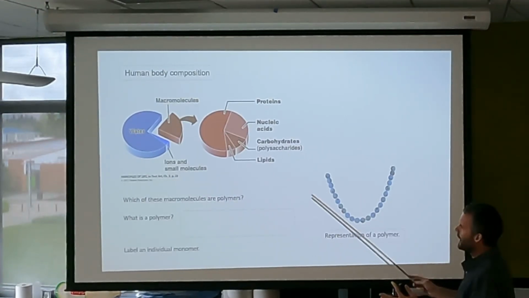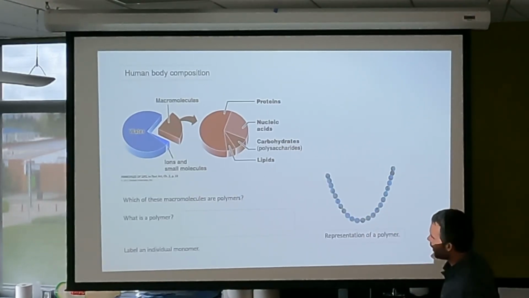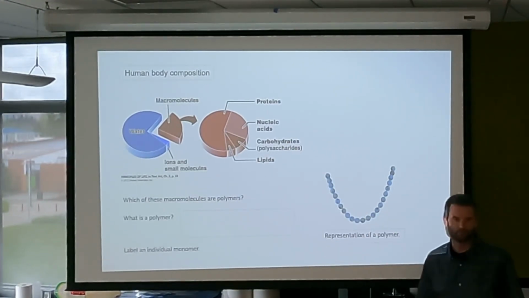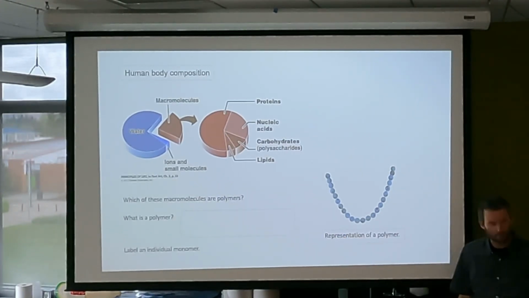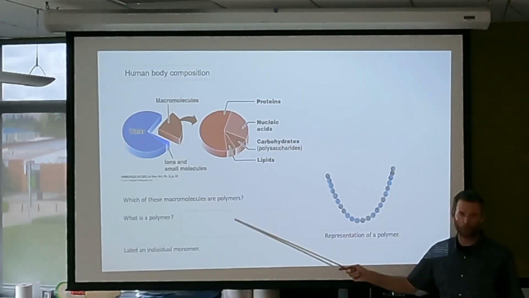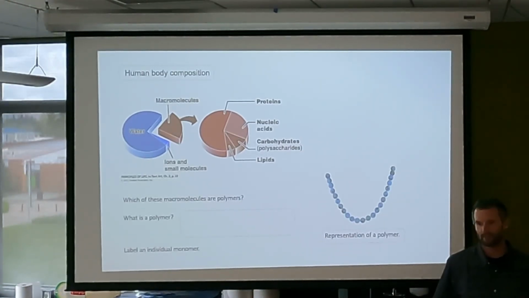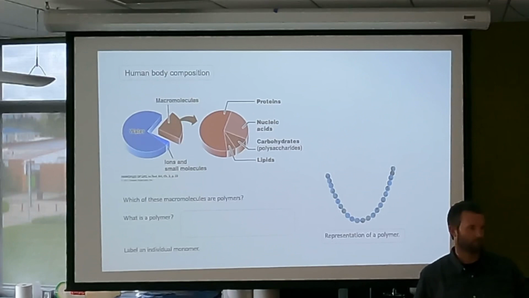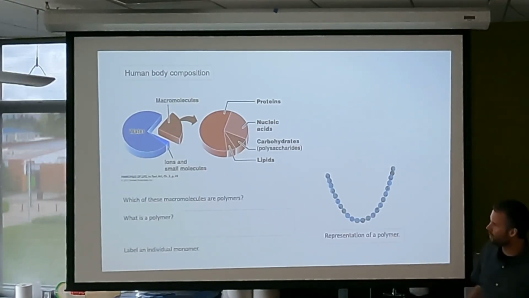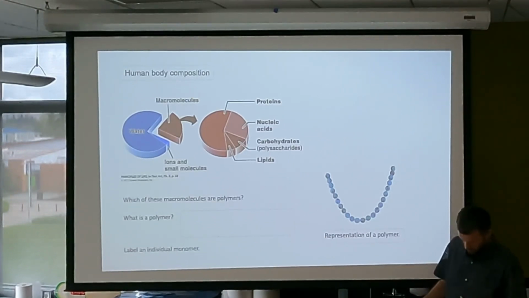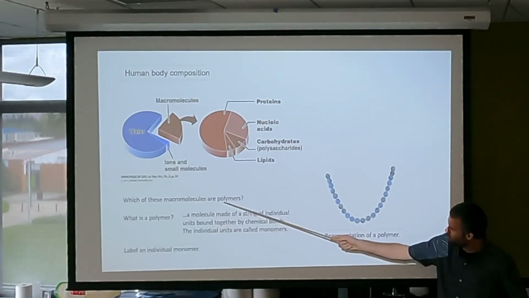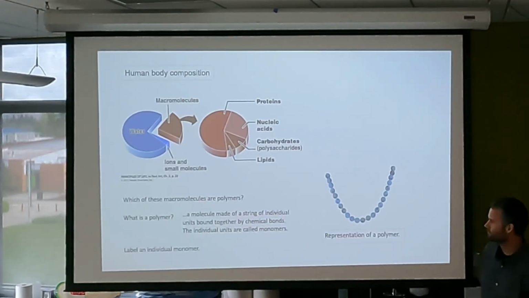Now, most of these macromolecules are what we call polymers. What does the term poly mean? Many. It means many. And this is a little more difficult, but what about mer? What does mer mean? Mer just means a unit. So a polymer is a structure made up of many units.